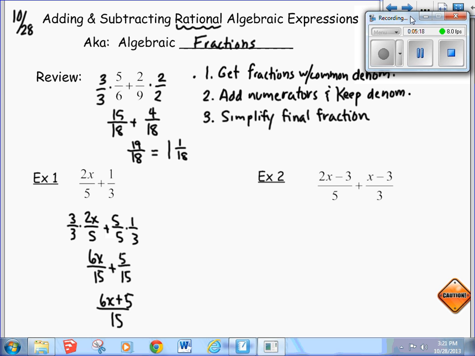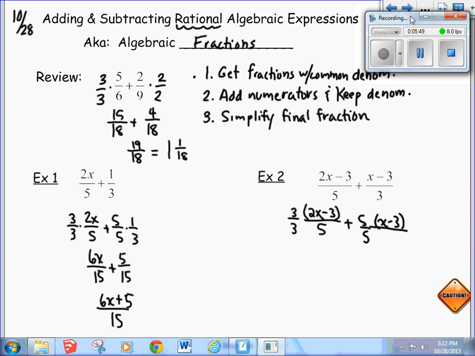So in order to change my fifths to 15ths, I have to multiply the first fraction by 3 over 3. Now watch carefully. This first fraction has 2 pieces in the numerator, and I'm going to have to multiply both pieces by 3, so I got to put it in parentheses. These parentheses are key. You must use them. Plus, to change my thirds into 15ths, I have to multiply by 5 over 5.